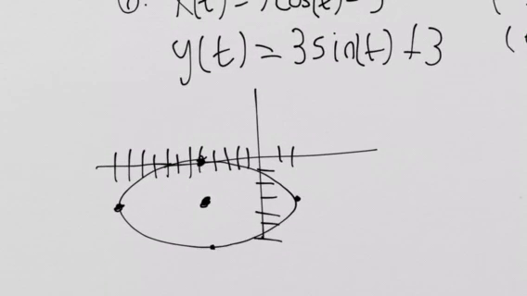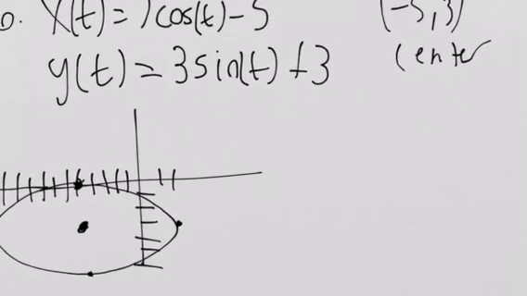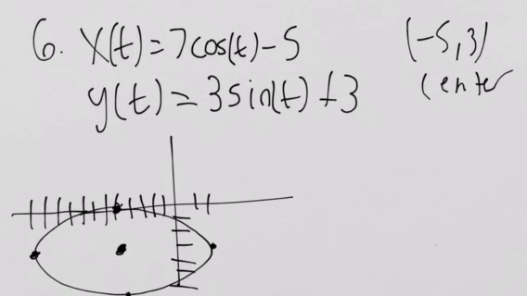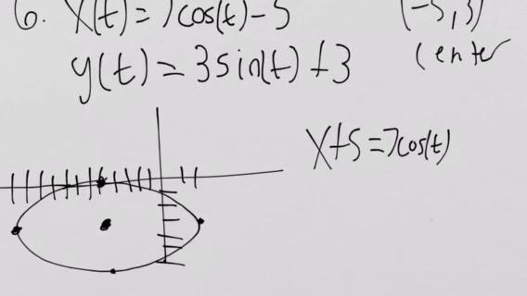Okay. So now it says to convert it to Cartesian form. So this is a little bit trickier than the ones we've done before because we can't just square x and y right away. We actually have to get rid of this 5 and this 3. Not get rid of, but push them over to the other side. So we're going to have x plus 5 equals 7 cosine t. And we're going to have y minus 3 equals 3 sine t.